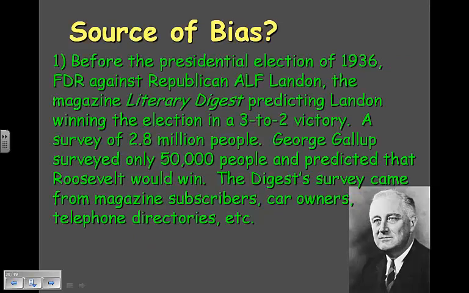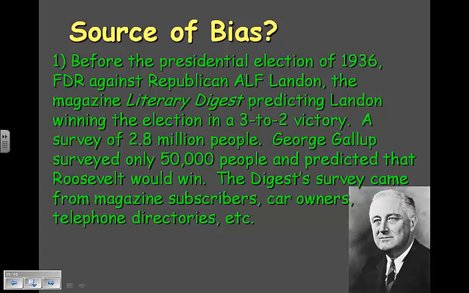Alright, so think about this. I want you to see what source of bias this is. Before the presidential election of 1936, which was FDR against the Republican Alf Landon, the magazine Literary Digest predicted Landon would win the election in a 3-2 victory. They did a survey of 2.8 million people, and they predicted that Alf Landon would win. George Gallup only surveyed 50,000 people, but he predicted Roosevelt would win.